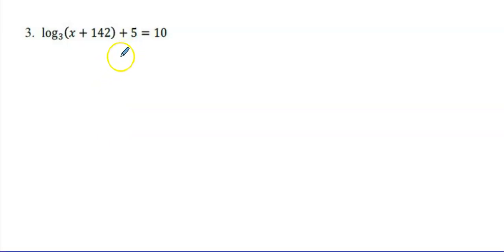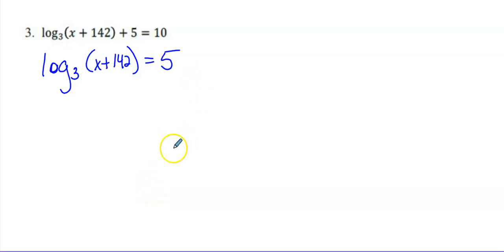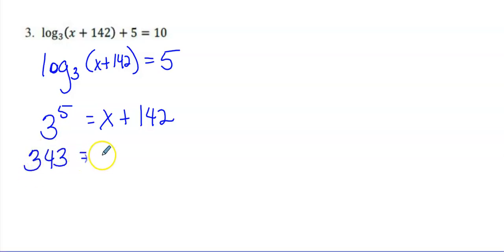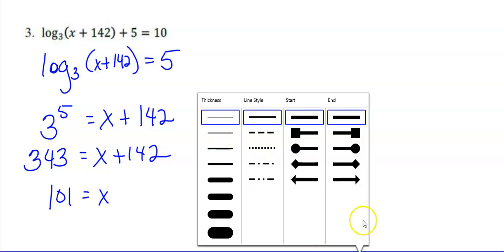Okay, I need to isolate the logarithm on this one by subtracting 5. Okay, so it's now isolated, so I can write it in exponential form. 3 to the 5th power equals x plus 142. 3 to the 5th power is 243. Subtract 142, and I get 101 equals x. Got to check my answer.